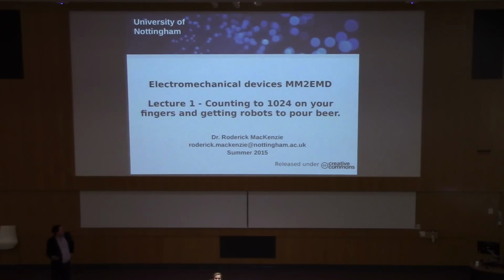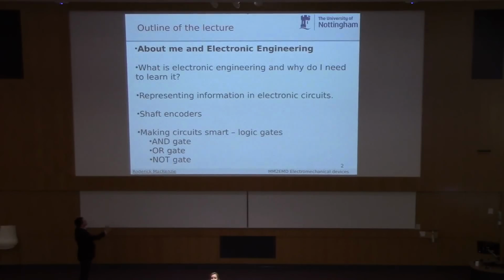Right, so that being said, this is lecture 1, and I've called it Counting to 1024 on Your Fingers and Getting Robots to Pour Beer. So here's an overview of today's lecture. Firstly, I thought I'd tell you about me and why I should teach you about electrical engineering. Then I'll tell you what electronic and electrical engineering is and why you should care. Then we'll look at representing information in digital circuits, shaft encoders, and then some very, very basic logic, so OR gates, AND gates, and NOT gates.